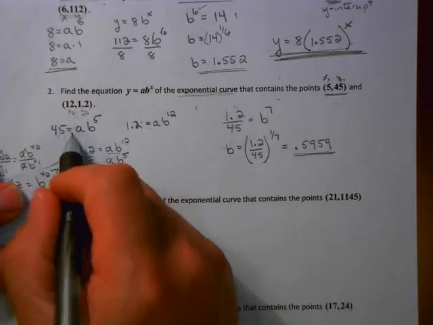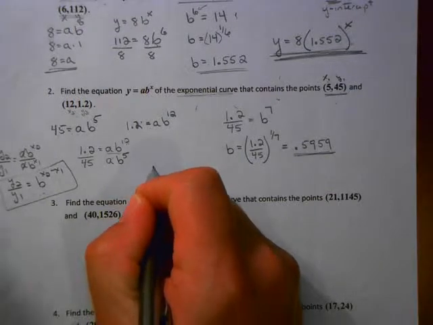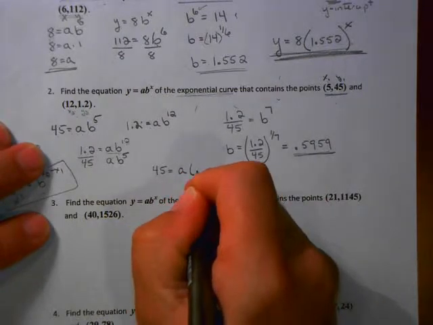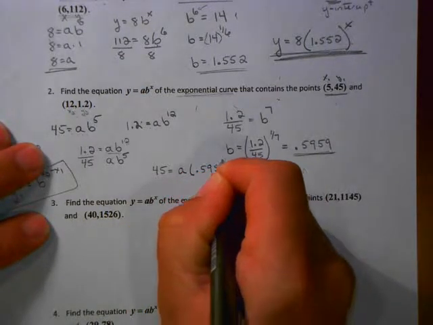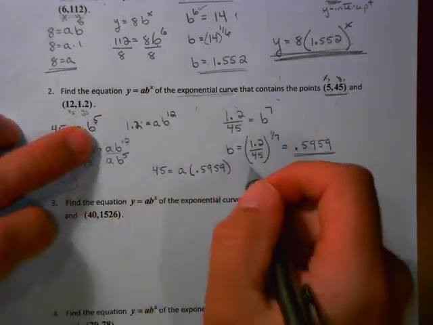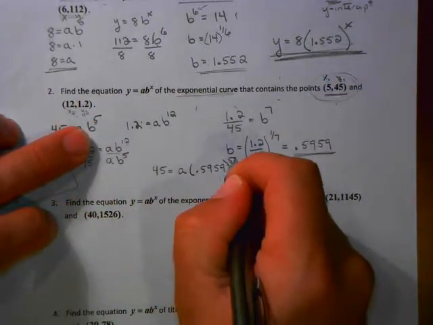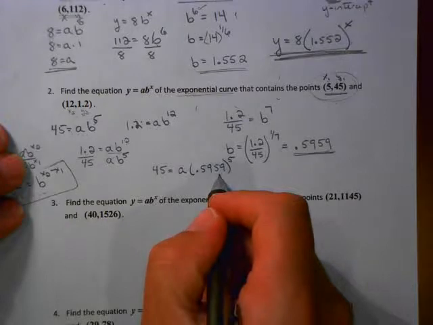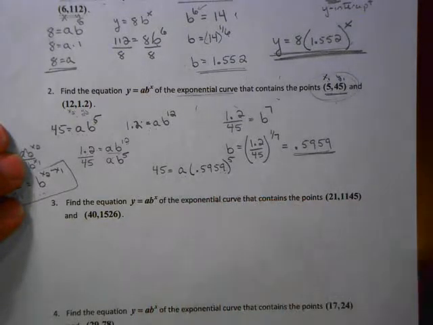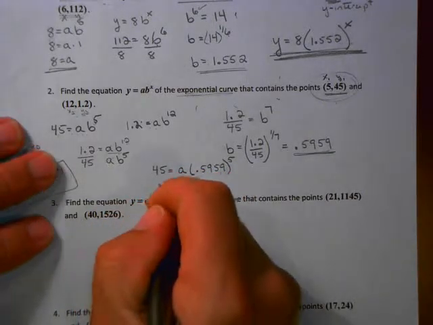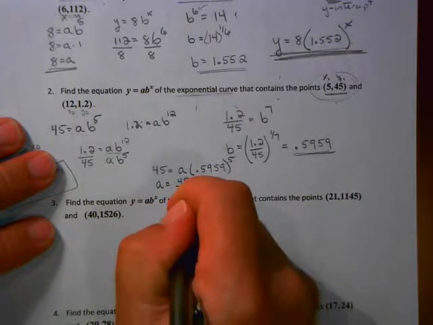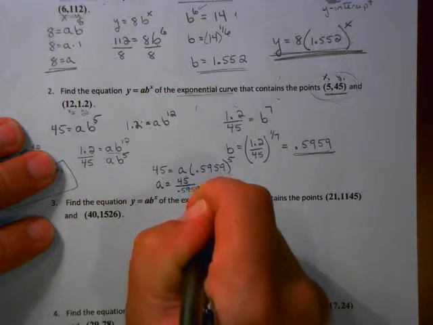So I'll go back to this one. This is going to be 45 equals, I don't know a, but I do know b, 0.5959 to the 5th. So I'm really using this point here to the 5th. So to solve this for a, we're going to divide by 0.5959. So it's a equals 45 divided by 0.5959 to the 5th.